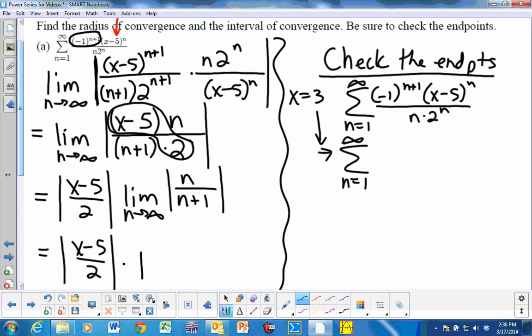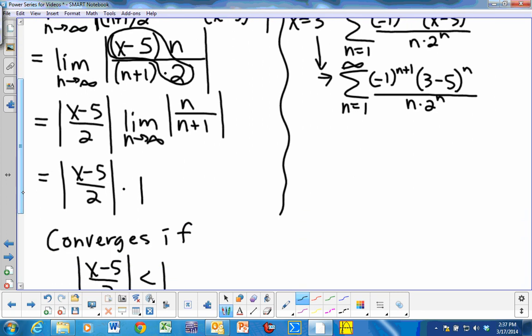So if I plug in 3, that'll be negative 1 to the n plus 1 times 3 minus 5 to the n over n times 2 to the n. Remember, x is like a constant here. n is still going from 1 to infinity, so n still keeps changing. x is the thing I'm plugging in. So let's do some work to simplify this to see if it converges or not.